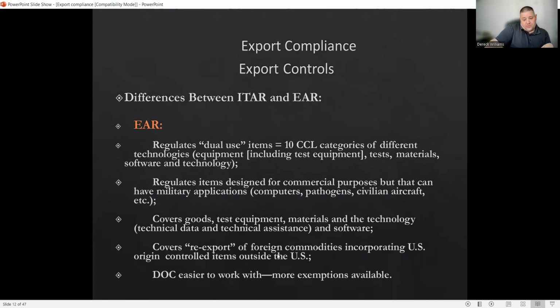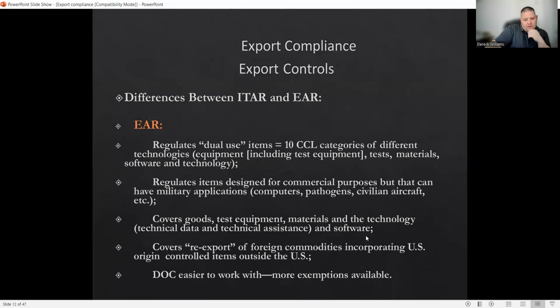They cover the re-export of foreign commodities incorporating U.S. origin control items outside of the U.S. So, re-export is when we've incorporated something that we've made here in the U.S. into something, and then we're going to re-export it out. Right?